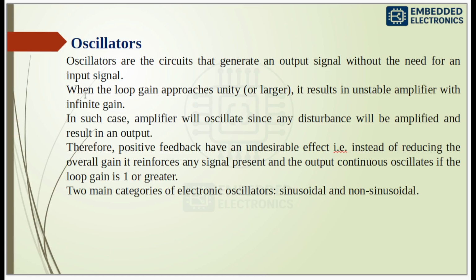And next is the oscillators. Oscillators are circuits that generate an output signal without the need for an input signal. So here we have no need for an input signal. When the loop gain approaches unity, it results in an unstable amplifier with infinite gain. So in that case, the amplifier will oscillate, since any disturbance will be amplified and results in output.